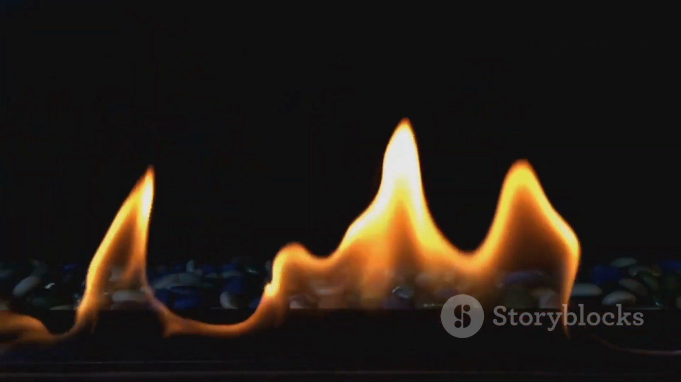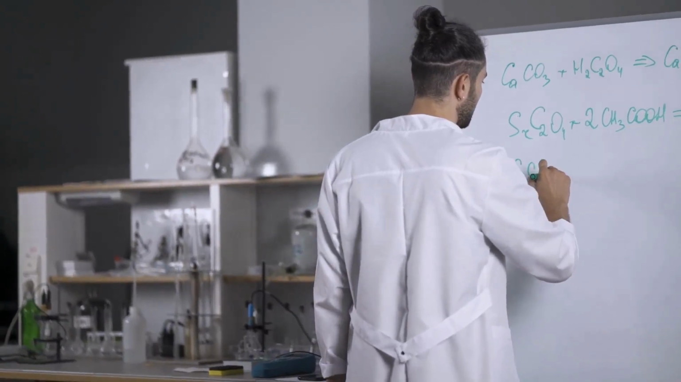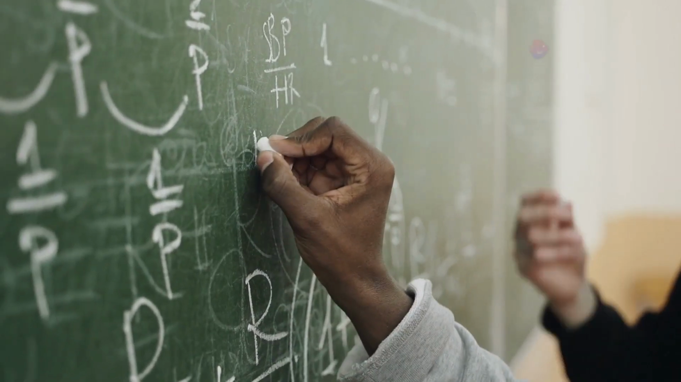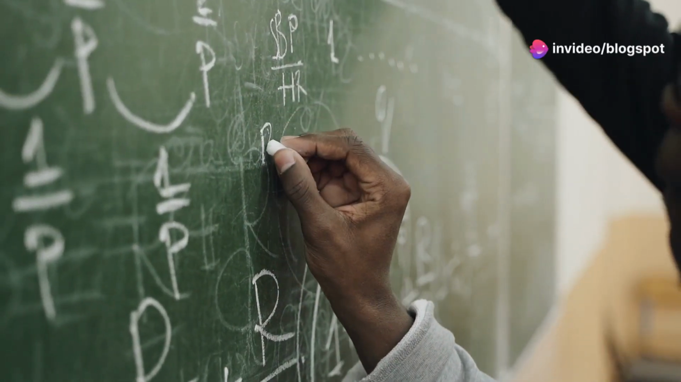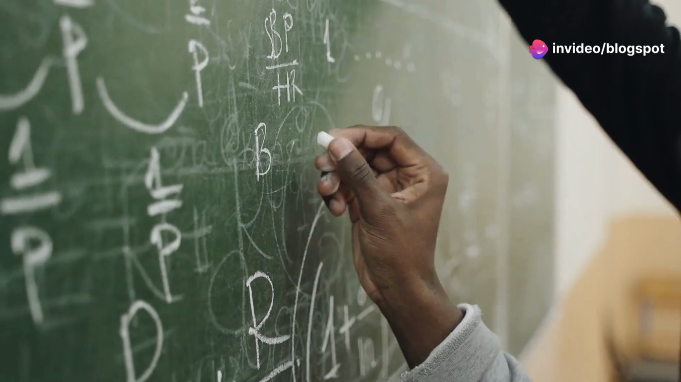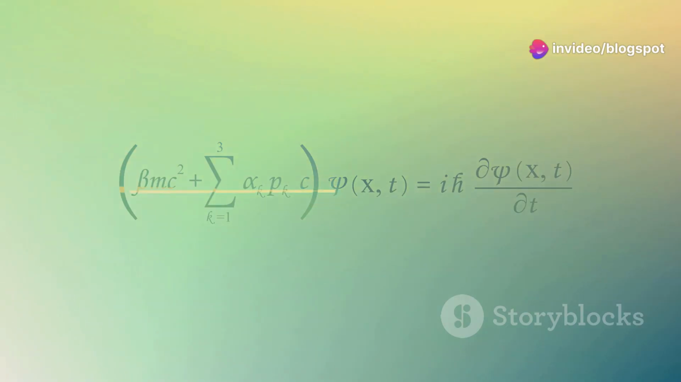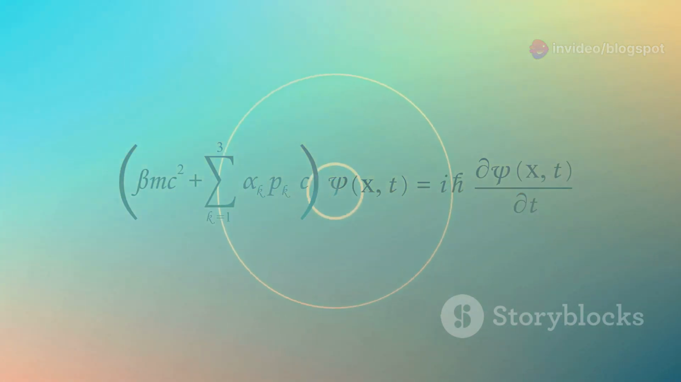Now, how do we measure this radiant heat? Scientists have developed a formula to help us understand and calculate this amazing phenomenon, the Stefan-Boltzmann law. Don't let the fancy name scare you. It's simpler than it sounds.